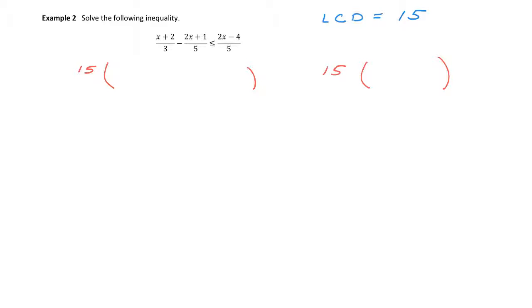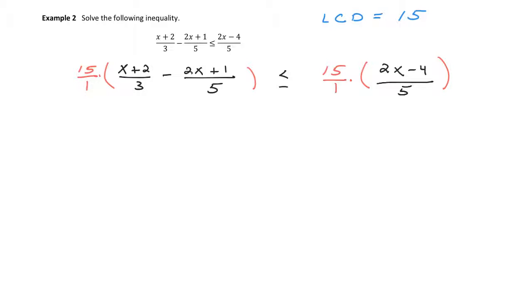And since I have fractions, it might be nice just to put this as 15 over 1 times whatever is left over. So in my first set of parentheses, I'm just copying down the x plus 2 over 3 minus 2x plus 1 over 5. And this is less than or equal to, and then on the right side, I have 2x minus 4 all over 5.